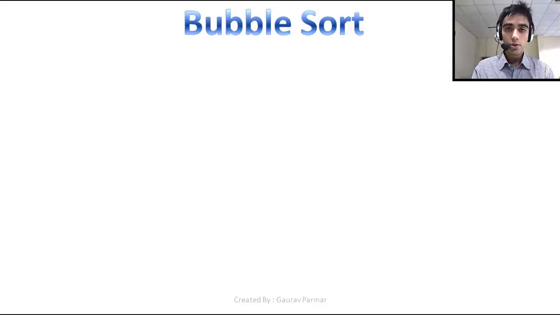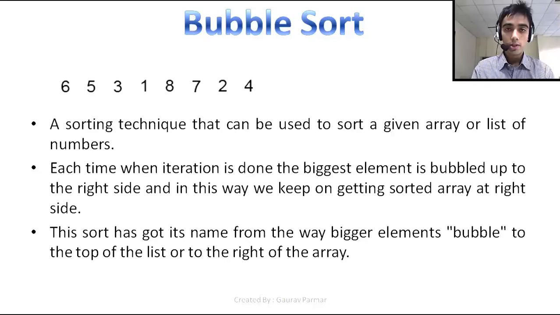Bubble sort is a sorting technique that can be used to sort a given array or list of numbers. Each time an iteration is done, the bigger elements are bubbled up to the right side of the list. In this way we keep getting the bigger, sorted elements at the right side of the array. This is the fact from which the sorting technique bubble sort got its name.